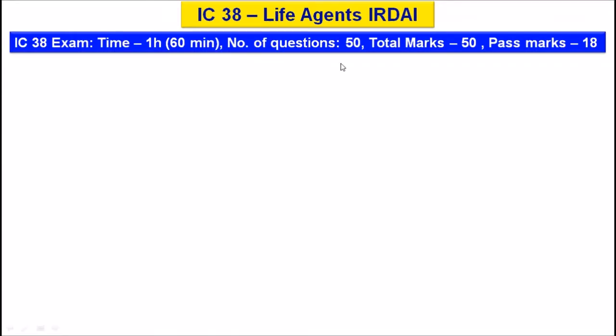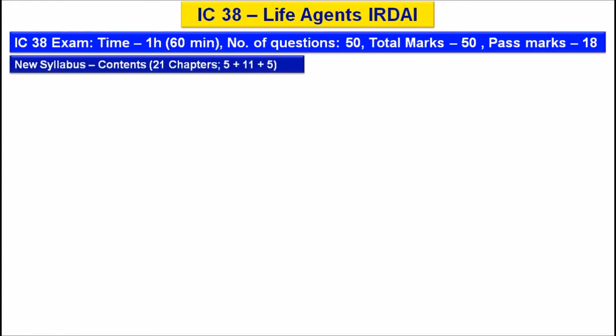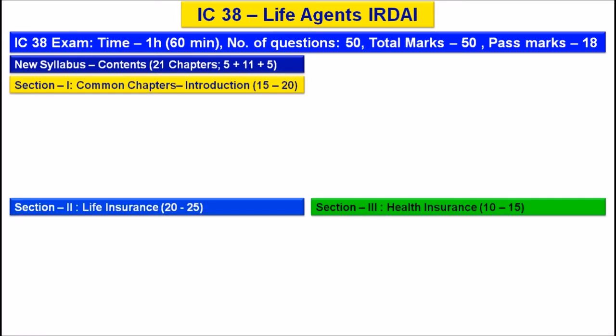Dear friends, welcome to the series of lectures on IC38 Life Insurance Agents exam. In this exam there are 50 questions and the duration of this exam is 60 minutes. Each question carries 1 mark and the pass marks are 18 marks. As per new syllabus there are 3 sections and 21 chapters. In section 1 there are 5 chapters, in section 2 11 chapters, in section 3 there are 5 chapters.